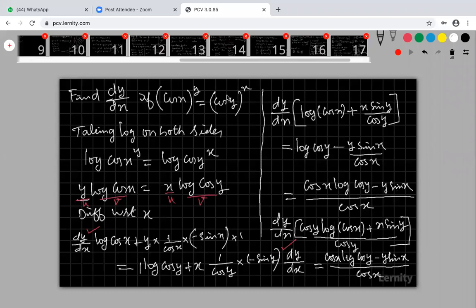Now, what is the question? Look at the question. My question is only dy by dx. So therefore, this is your dy by dx. You keep that dy by dx here and bring this term to the right hand side, and then simplify. You will get the answer. When you bring this term to the right hand side, it will become the reciprocal: cos y divided by cos y log cos x plus x sin y. Okay. Please take this.